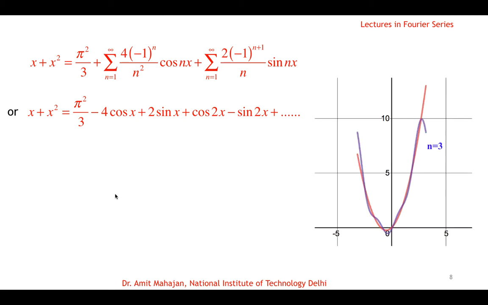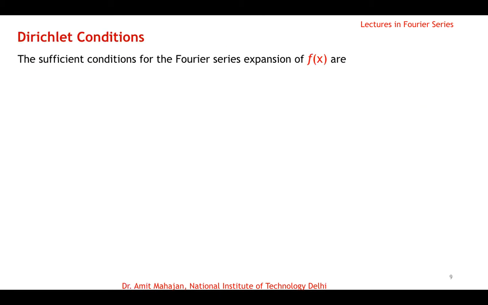Now the question is whether this is always true, that we can find the Fourier series expansion of all functions or not. Are there functions for which Fourier series expansion is not possible in a certain interval, or can we find the Fourier series expansion of any function? This question is answered through these conditions, which are known as Dirichlet conditions, and they are the sufficient conditions for the Fourier series expansion of a function.